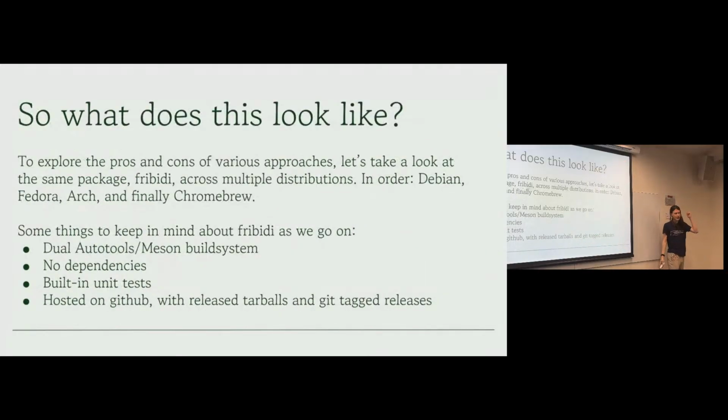So I've talked a lot about languages in theory and practice, splitting up. To explore the pros and cons of various approaches, let's take a look at the same package, FreeBSD, don't know how to pronounce that, across multiple distributions. It will be Debian, Fedora, Arch, and then Chrome Brew. Some things to keep in mind about it as we go on. It is a dual Autotools/Meson build system. It has no dependencies. It has built-in unit tests, and it's hosted on GitHub. It has release tarballs and Git tag releases.